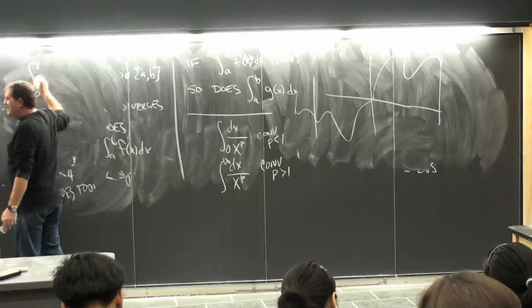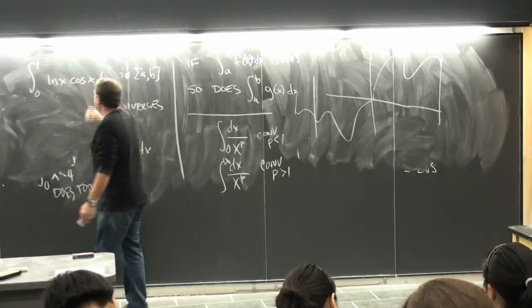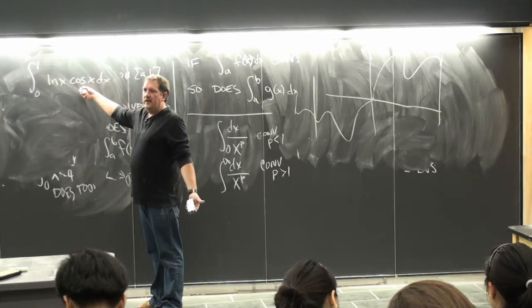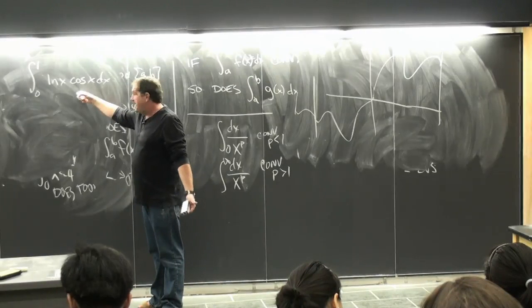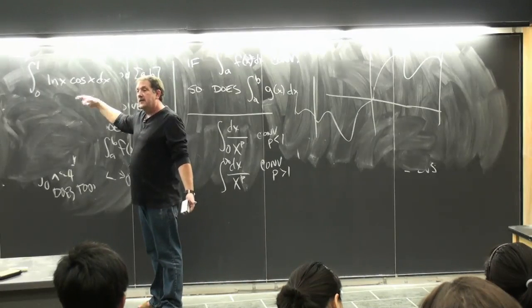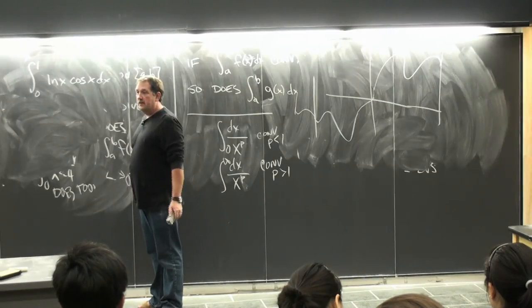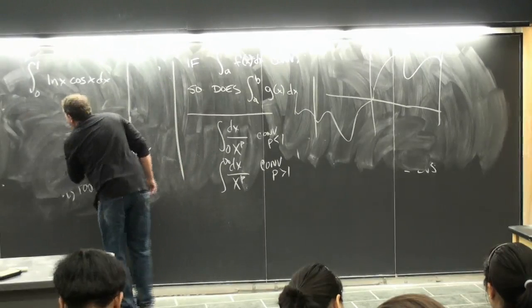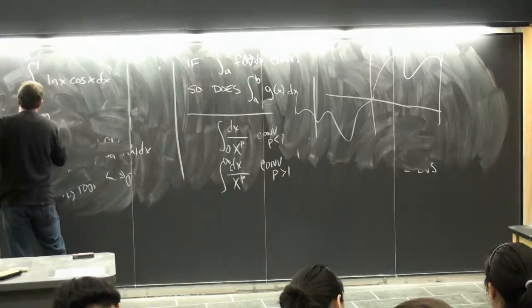0 to 1 log cosine, something like that. So, you try and plug in, you get infinity. It's no good. You can't use Simpson's rule directly. So instead, you integrate by parts, which gives you something where you can use it, as long as you take limits. So really, remember, this is an improper integral. So this is the limit as L goes to 0 from above.